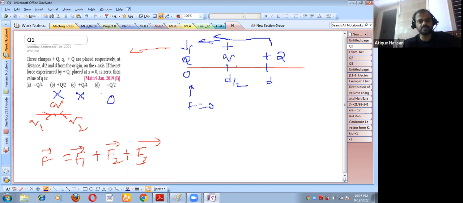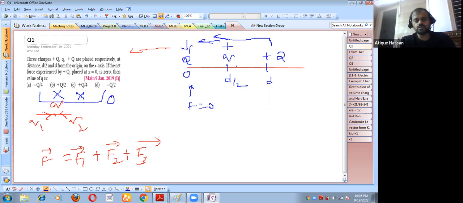Now the fight is between these two options. I am trying to solve it. From time to time, I will give you some basic tricks on how to eliminate options also. Every time we don't need to solve the question because we have limited time. In every paper there are two or three questions which can be solved easily by the option elimination method. Now the fight is between whether it will be minus q by 2 or minus q by 4.